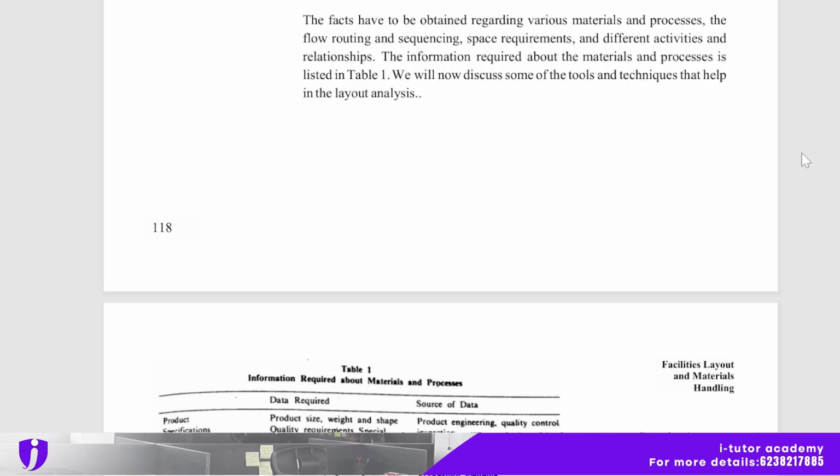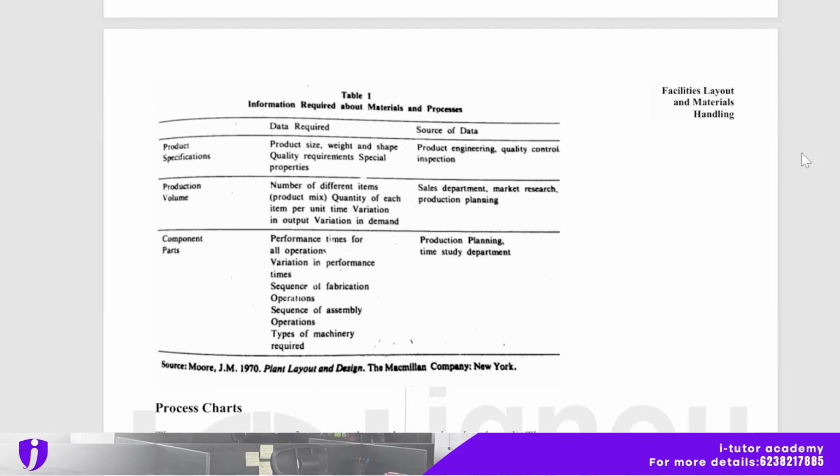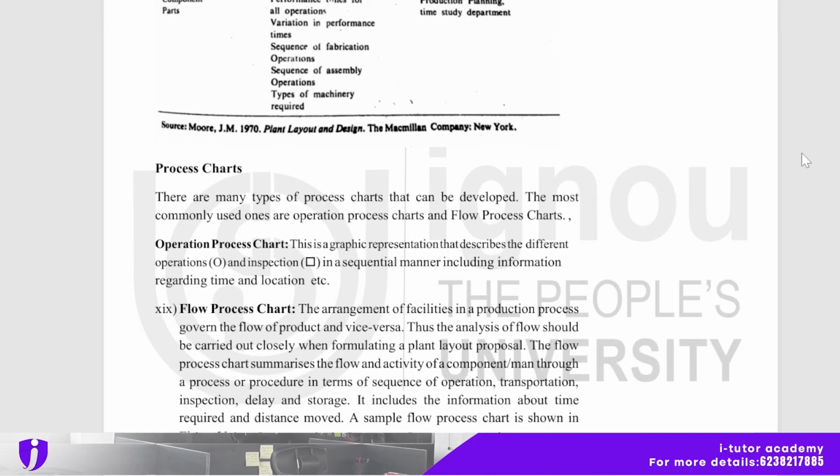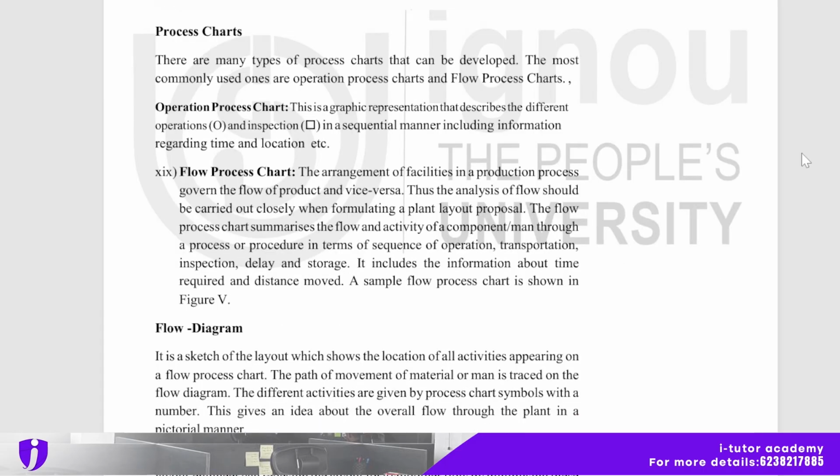The information required about the material and process is listed in table 1. So table 1 is here. Product specification, product volume, component parts. This is the table about information required about the material and processes. Process chart. What is process chart? There are many types of process chart that can be developed. The most commonly used ones are operation process chart and flow process chart.